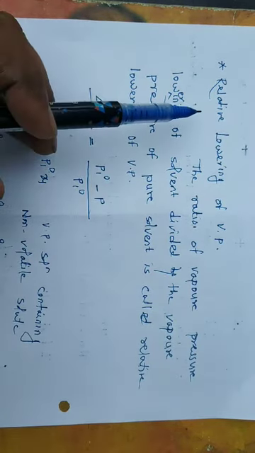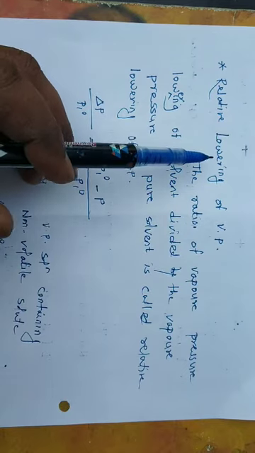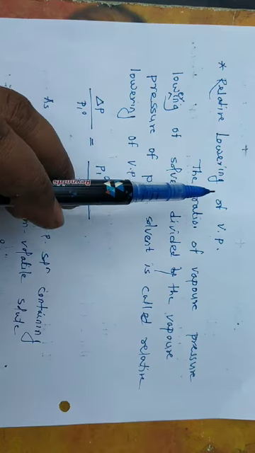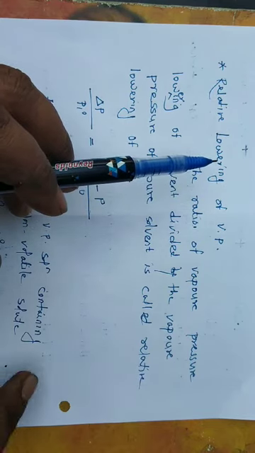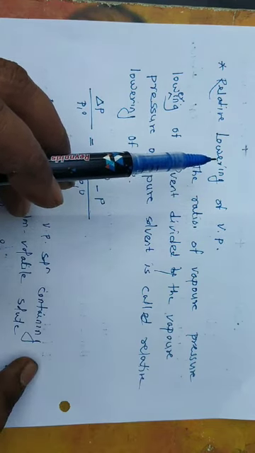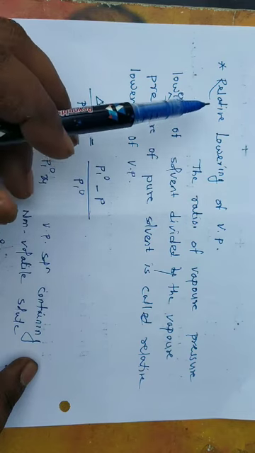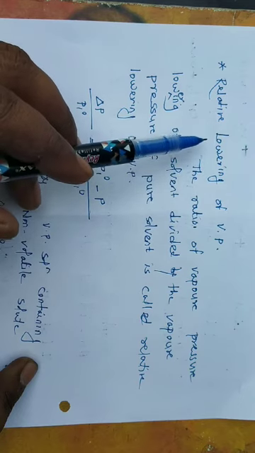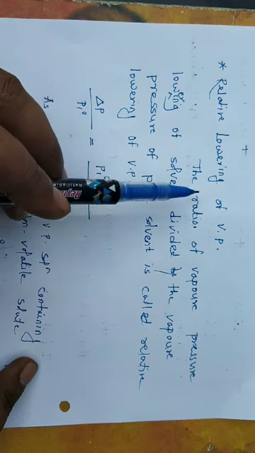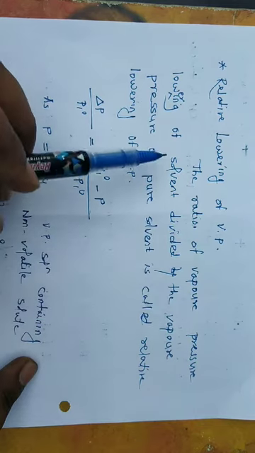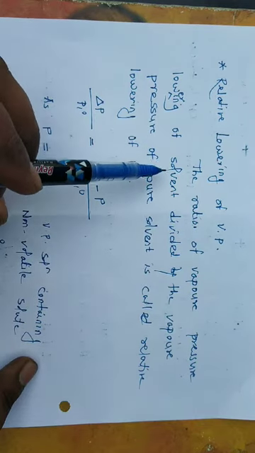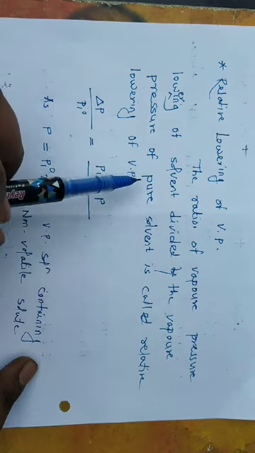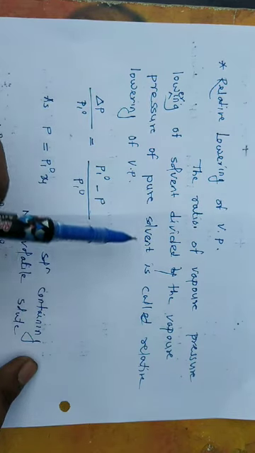Now the next point is relative lowering of vapor pressure. Lowering means what? Decrease in the vapor pressure. When a non-volatile solute is added into the solvent, the vapor pressure of the solution decreases. So that is the lowering of vapor pressure. Relative means what? Comparison with the vapor pressure of pure solvent. So it is the ratio of vapor pressure lowering of solvent to the vapor pressure of pure solvent. It's called relative lowering of vapor pressure.